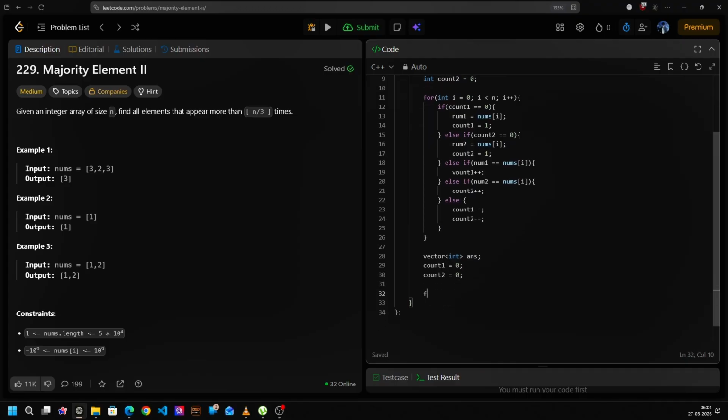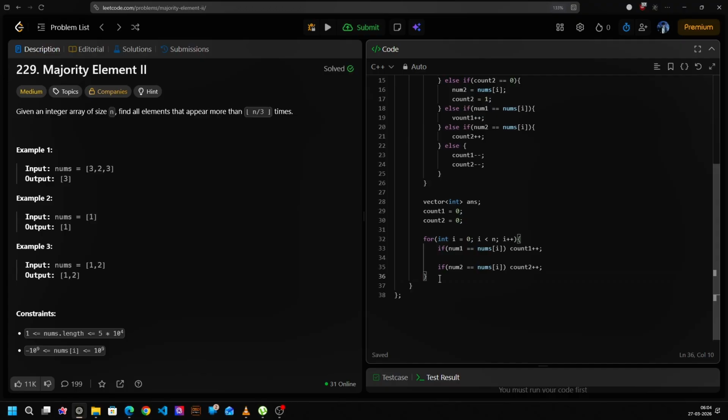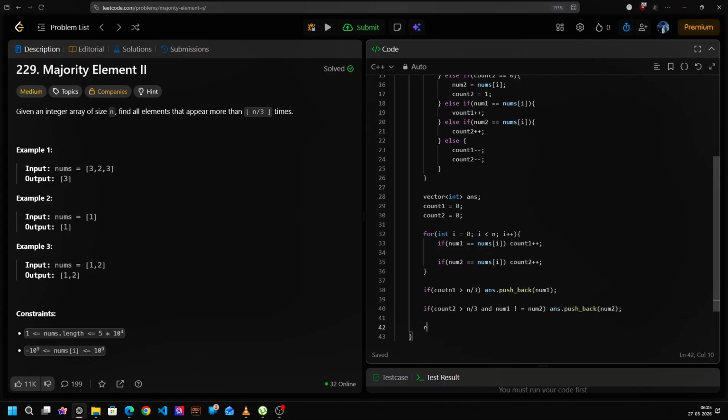We will run another loop and check if num1 equals nums of i, then we increase count1 by 1. Similarly for num2. After counting both numbers, we check if count1 is greater than n by 3, then we push it into the answer. If count2 is greater than n by 3 and num1 is not equal to num2, meaning both majority elements are not the same, then we push num2 into the answer.